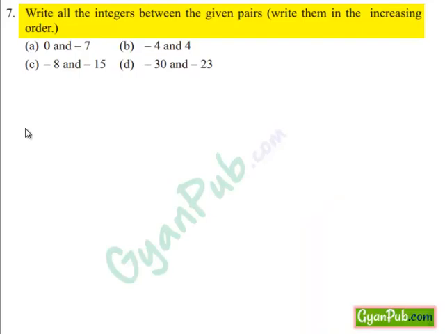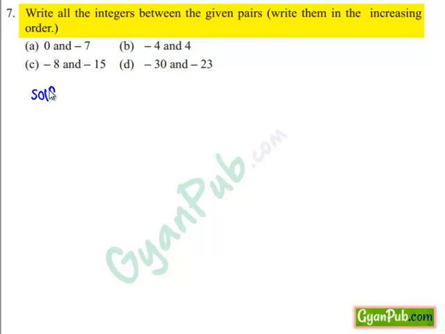Moving on to the 7th question. Write all the integers between the given pairs and write them in the increasing order. A. 0 and minus 7. B. minus 4 and 4. C. minus 8 and minus 15. And D. minus 30 and minus 23.